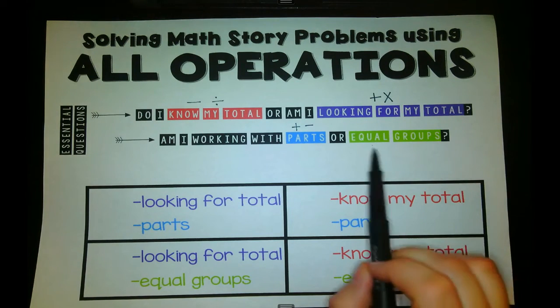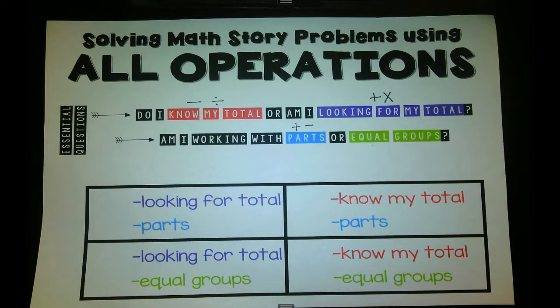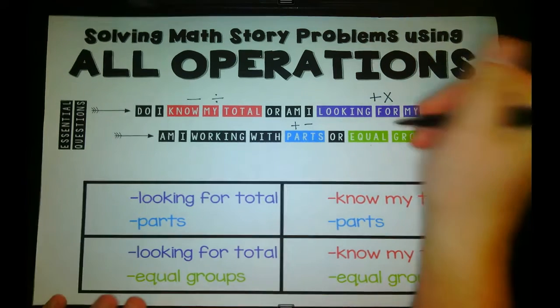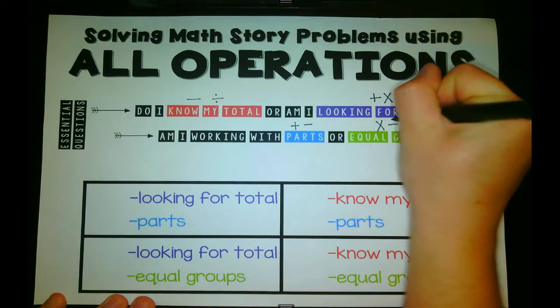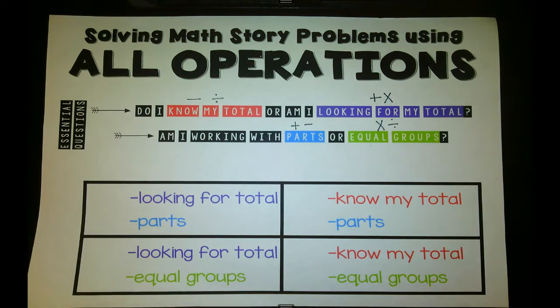What about if we have equal groups? What two operations might we be using? If you said multiplication or division, you are correct. Multiplication and division are equal group operations.